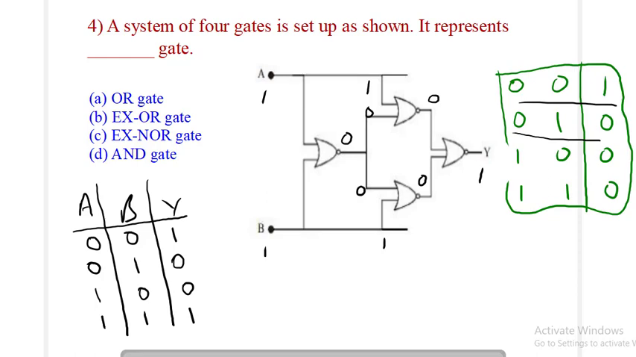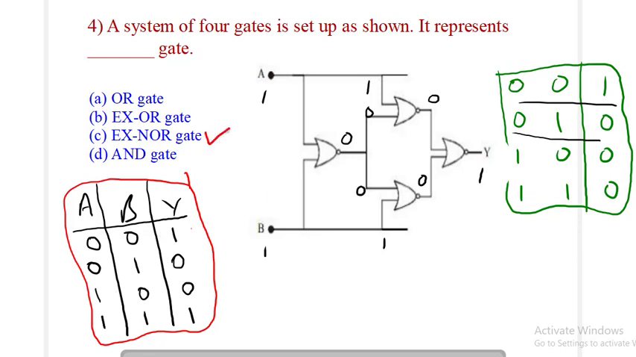So for 1 1, the output becomes 1. What does this gate represent? What we see is the output is high when an even number of inputs are high. So 0 0 is 1, 1 1 is 1, and the rest are all 0. So this represents the working of an XNOR gate.